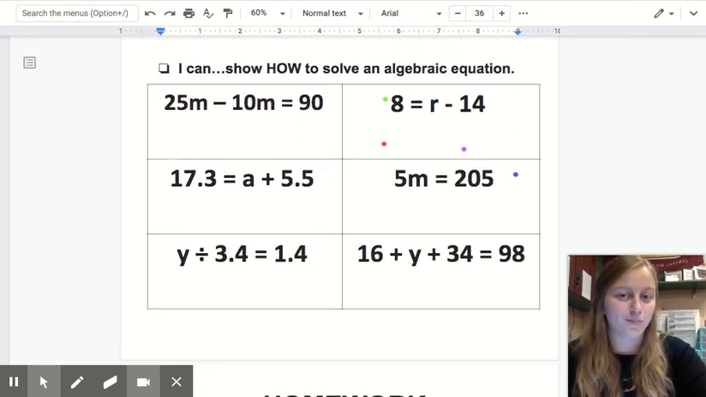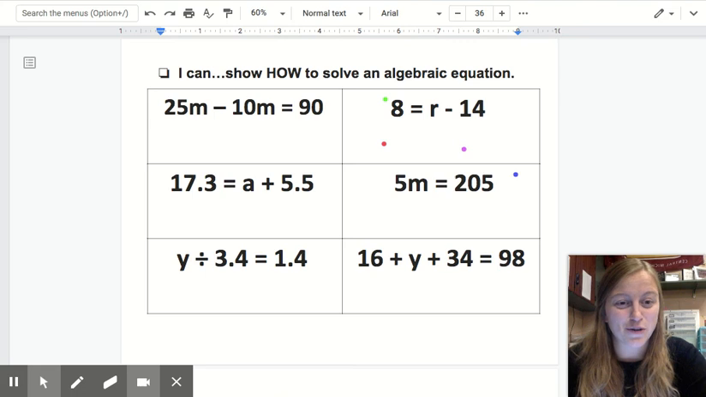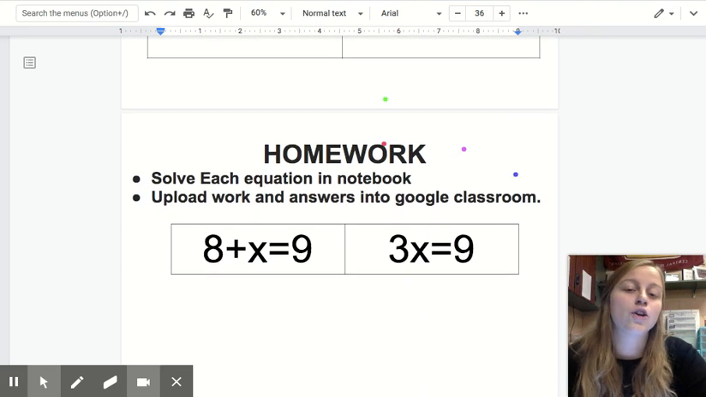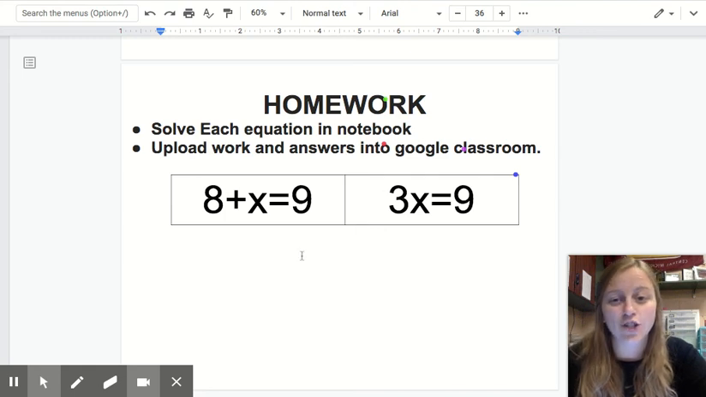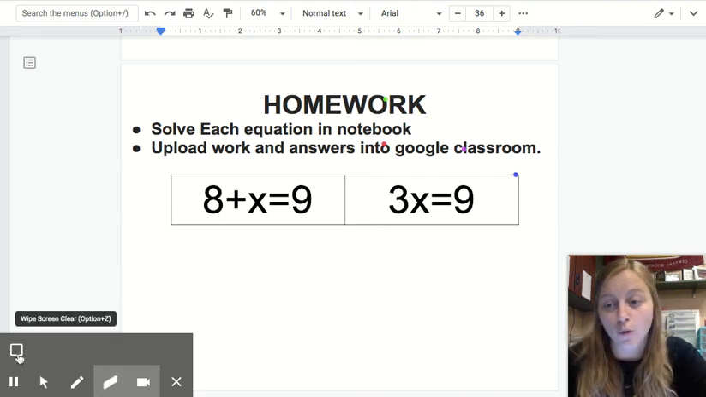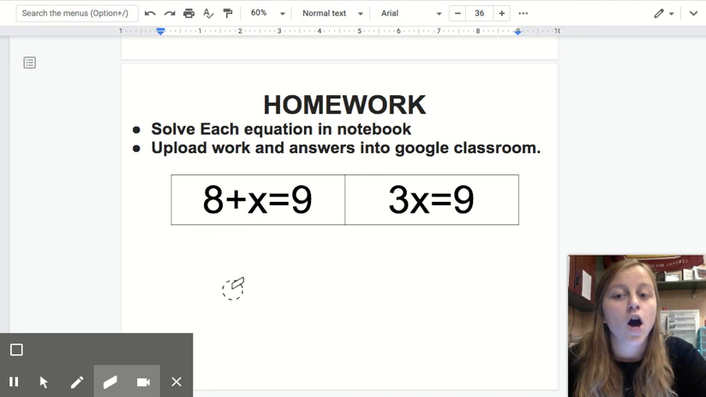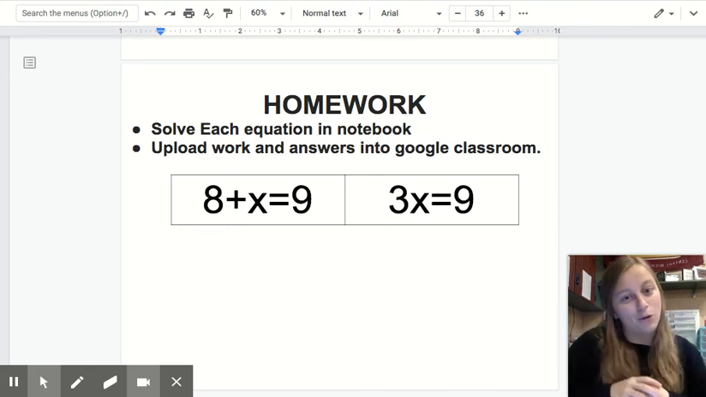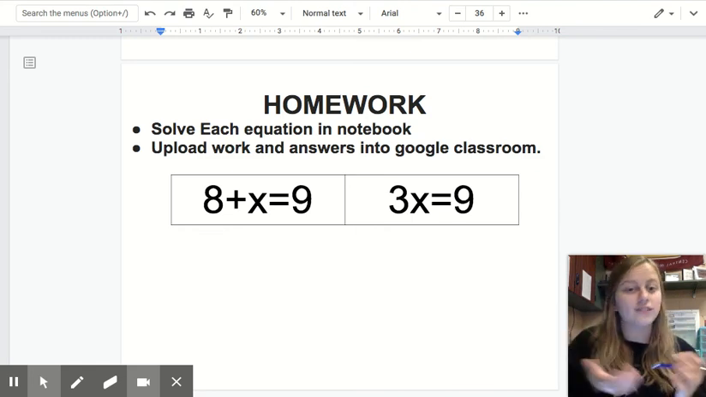Here's some practice problems. Go ahead and try them in your notebook. And your homework today is to solve each equation in your notebook and then upload your work and answers into Google Classroom by taking a picture and uploading it there. Both equations I'm looking for.